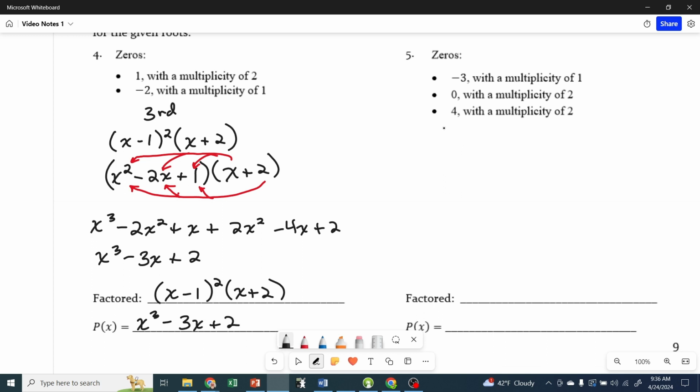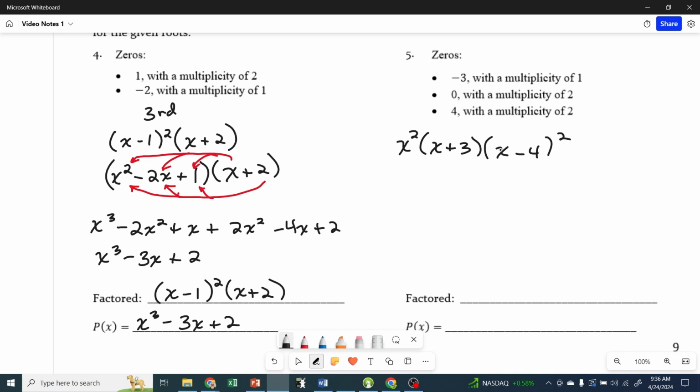Okay, so let's take a look at this one. Negative 3 with a multiplicity of 1, so this would be x plus 3. 0 with a multiplicity of 2, well that's just x. Anytime you have 0, for the zero, it's just x. So we're going to put this up front. We'll put x squared times x plus 3. And then x minus 4 with a multiplicity of 2.